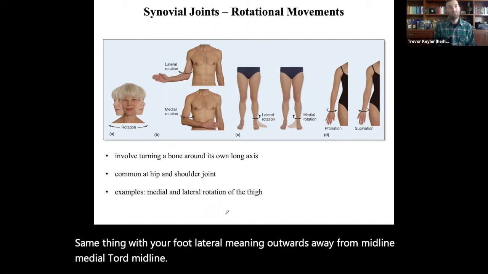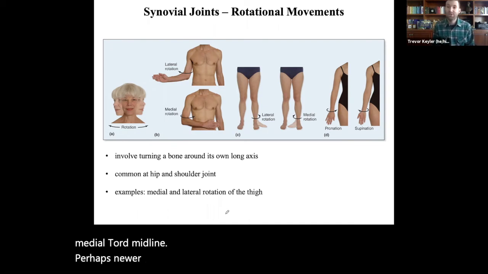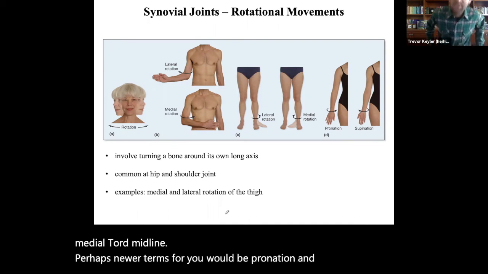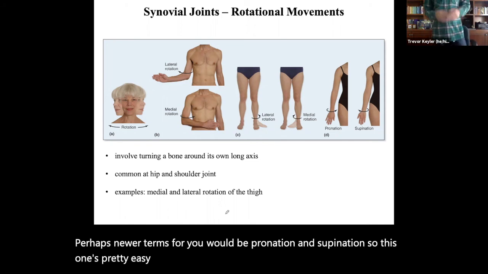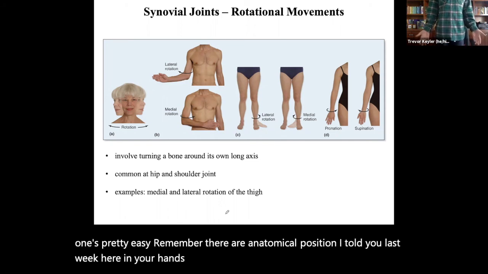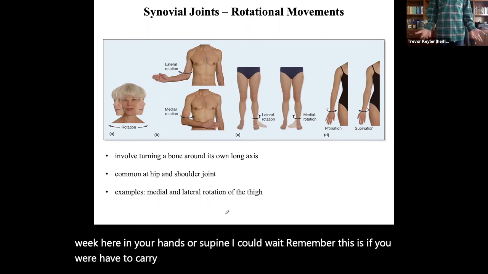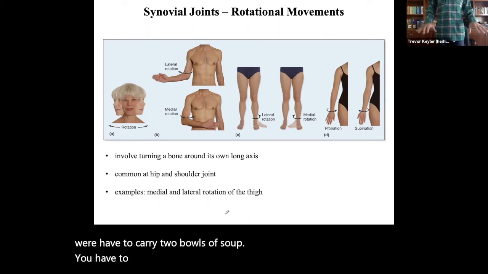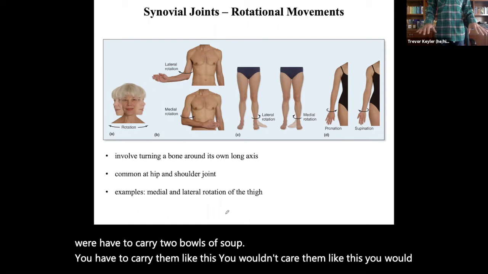Perhaps some newer terms for you would be pronation and supination. So this one's pretty easy. Remember that our anatomical position, I told you last week, your hands are supine, okay? A good way to remember this is if you had to carry 2 bowls of soup, you'd have to carry them like this. You wouldn't carry them like this. You'd be a terrible waiter, okay?